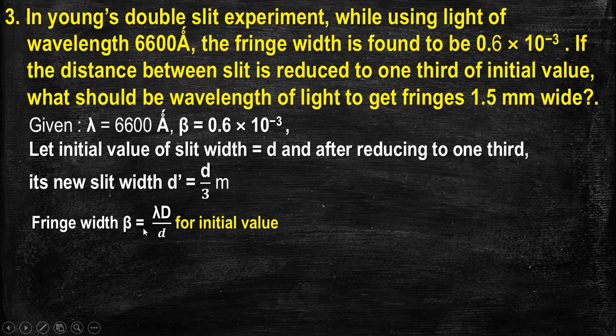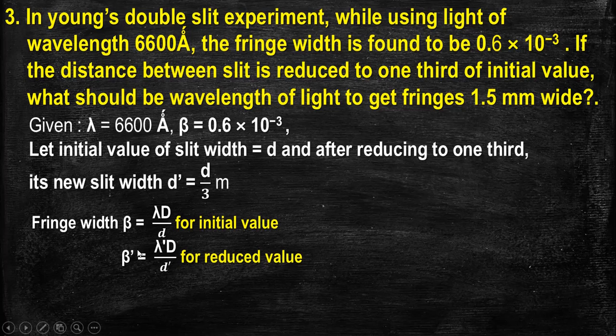You have to recall the same formula, fringe width beta equal to lambda D upon small d. This is for the initial value. I am writing the same formula which I have used in the previous problem. Beta is equal to lambda D upon small d for the initial value of d. Then I am writing the same formula for this reduced value, beta dash.